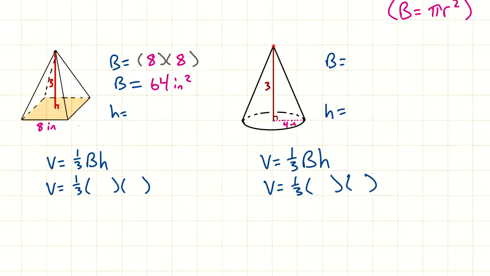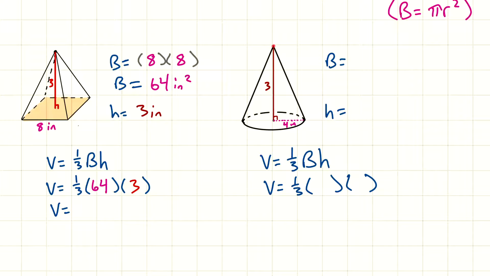All right, and then the height of this pyramid is given to us. So this is going to be 3. I don't have it in the picture, but I'm assuming those are 3 inches. And so that's all the information we need, and we're just going to plug it in. So 1/3 times 64 times 3, and we would multiply that out to get our answer. So this is volume.